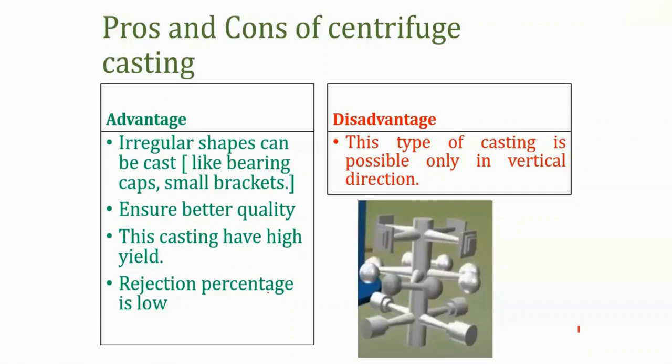When you try to rotate in the horizontal direction, there is no possibility of raising the material using the runner. And also you can see, using this centrifuge casting, we can make different sets of castings, right? So asymmetrical parts can be made using this centrifuge casting, and different structures can be casted using this centrifuge casting.